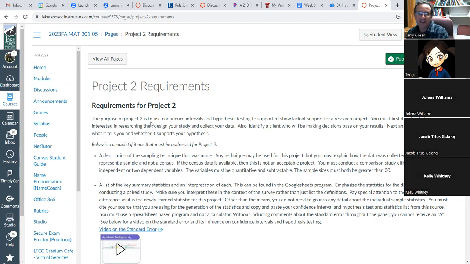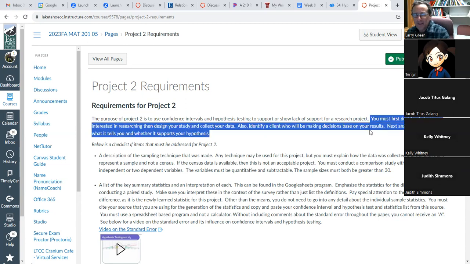The purpose of Project 2 is to use confidence intervals and hypothesis testing to support or show lack of support for a research project. I want to give a big heads up: this is not Project 1. The main focus of Project 1 was your sampling technique, the mean, standard deviation, quartiles, all the statistics you got, and charts and analyzing charts. This is very different. This is confidence intervals and hypothesis tests, and that should be the main focus.